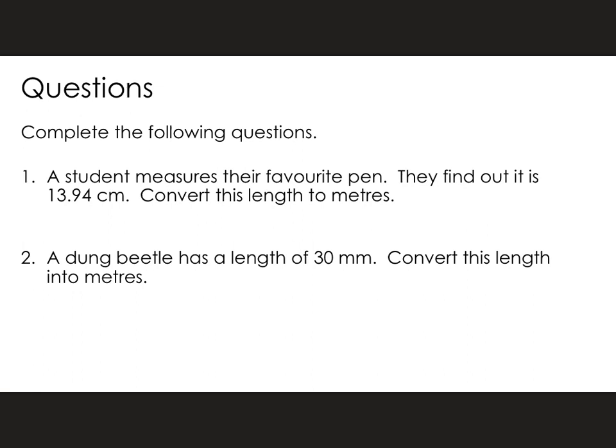So here we should remember that there are 100 centimetres in 1 metre. So we want to convert that into metres by doing the 13.94 over 100, and that will give us our answer in metres, with the answer being 0.1394 metres. Remember, you can use a calculator for all of these calculations.